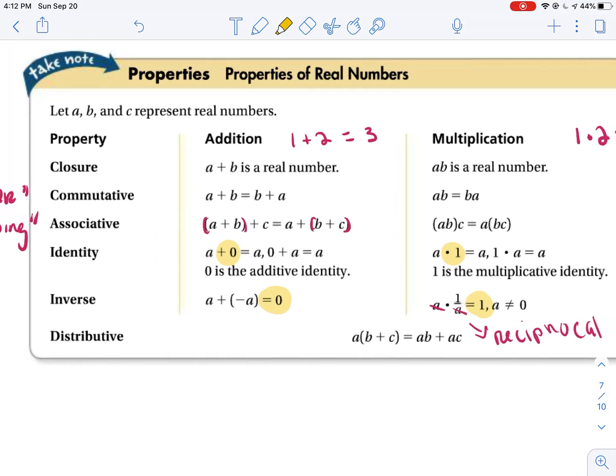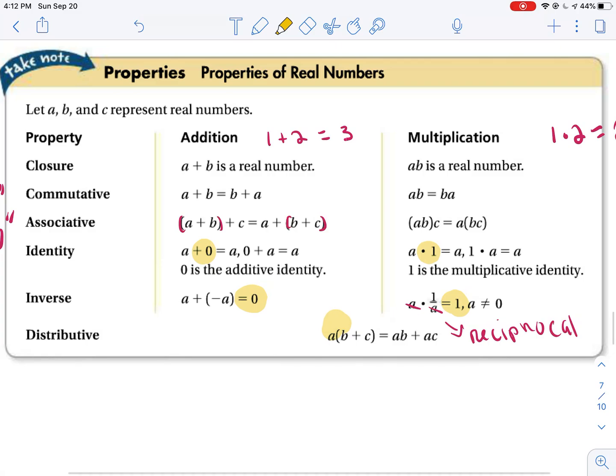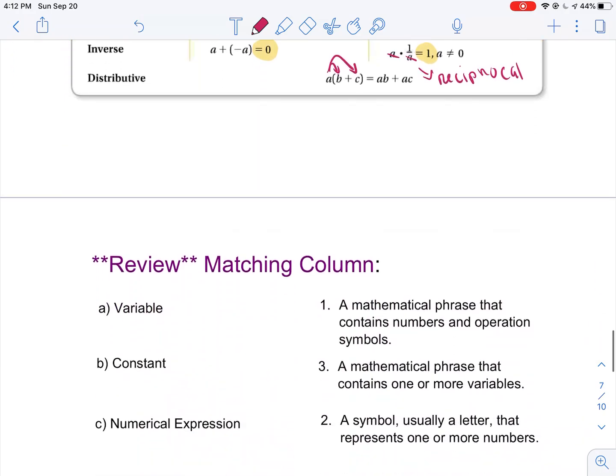And last but not least, the distributive, which means when we have a multiplication outside of an addition, we can distribute that multiplication to all the terms inside. Okay, whether it's addition, subtraction inside the parentheses, we can distribute it. Okay.